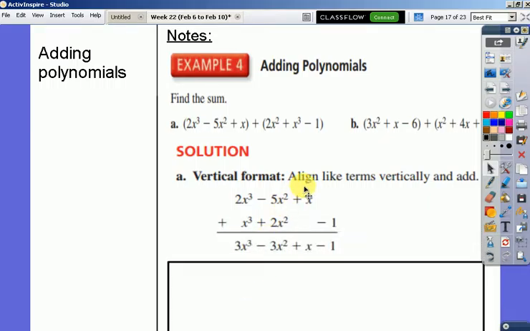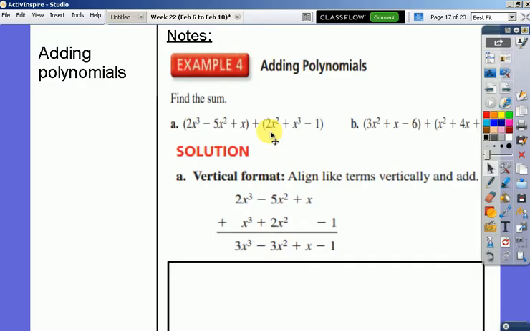Typically with addition and subtraction, I don't stick to the vertical format because it's pretty easy for me to add and subtract, and probably pretty easy for you too. Just add the x cubes together. So 2 and 1 make 3. And then you have a negative 5x squared and a 2x squared. Combine those. So you're just practicing combining like terms.